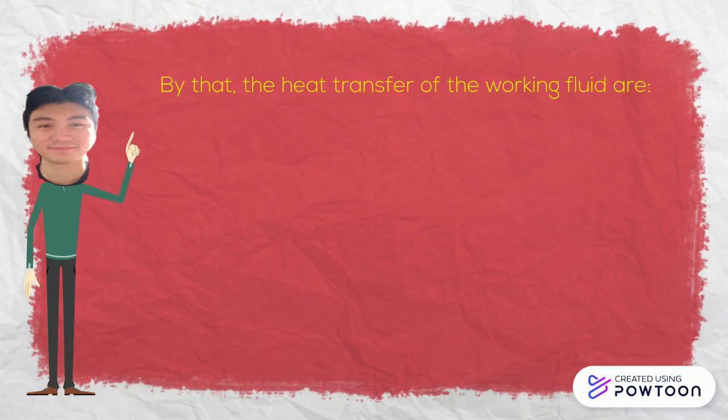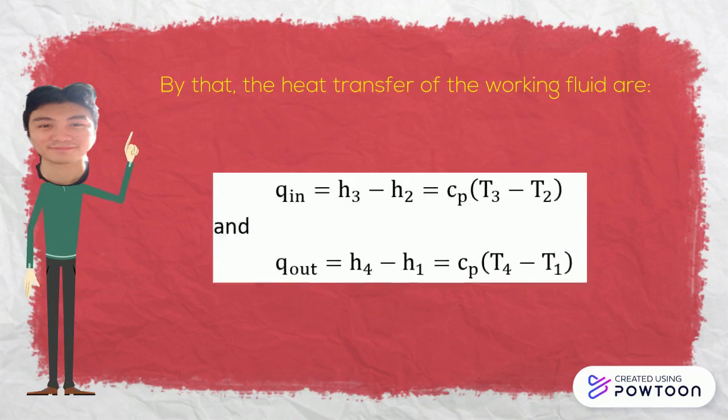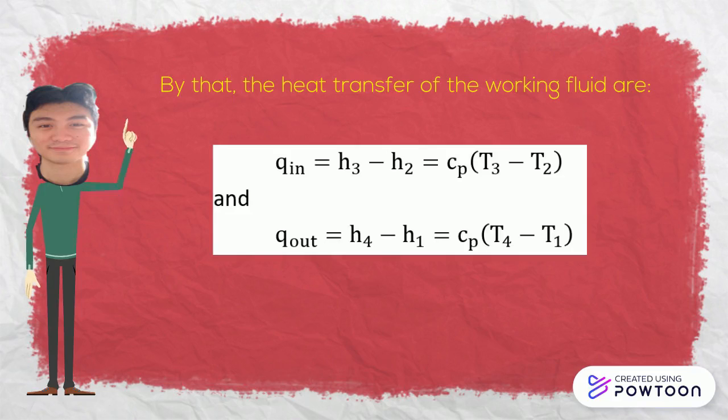By that, the heat transfer of the working fluid: Q in equals enthalpy 3 minus enthalpy 2, equals the heat capacity at constant pressure times temperature 3 minus temperature 2, and Q out equals enthalpy 4 minus enthalpy 1, equals the heat capacity at constant pressure times temperature 4 minus temperature 1.